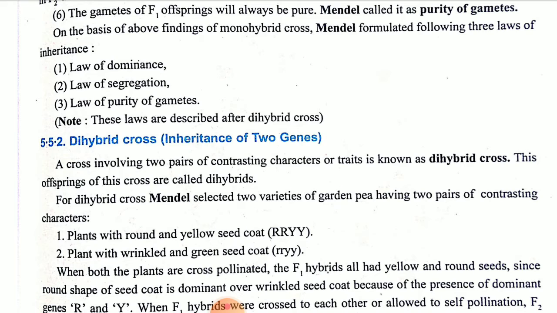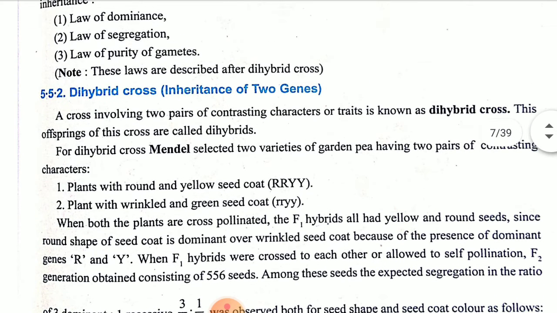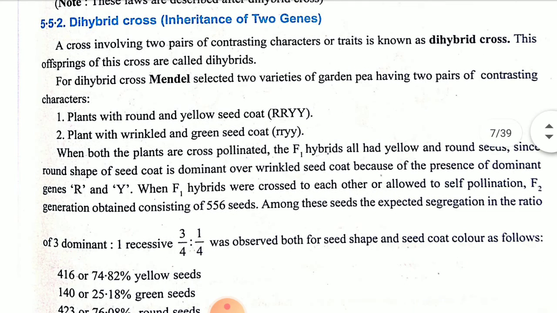When two pure line contrasting characters are crossed, that is, a pair of a single contrasting character, with a pure line of dominant as well as recessive, you will get all dominant offspring in the F1 generation. That is the law of dominance. Today we will learn about the law of segregation. Okay children, the law of purity of gametes we will see next time.